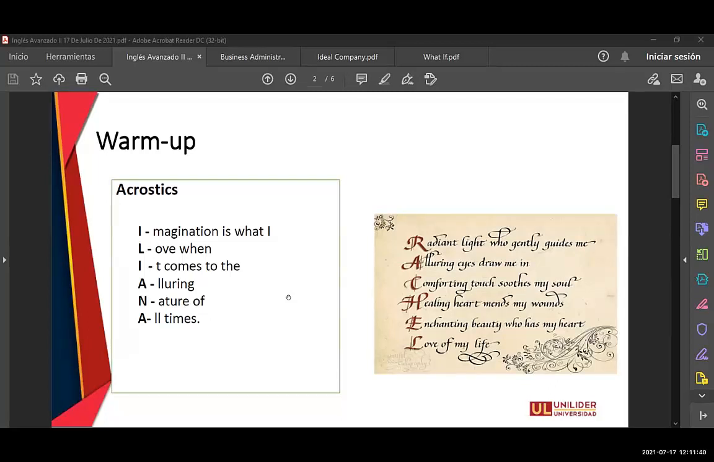One moment, please. Okay. Don't worry. I have another acrostic here, right in line, who gently guides me. Alluring eyes from me, comforting touch soothes my soul. Healing her mends my wounds. Enchanting beauty, who has my heart, love my life. Ah, this is so cheesy. It's like a poem.